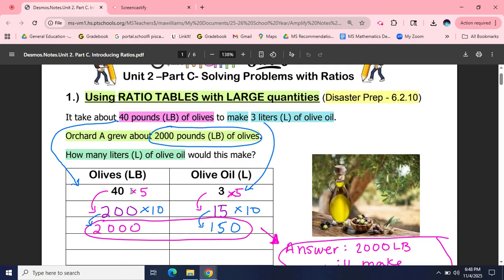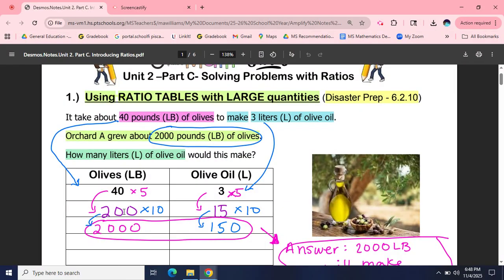So I would try 40 times 5, and 40 times 5 is 200, because 4 times 5 is 20, add a 0. So 40 times 5 is 200. So you multiply 40 times 5 to get 200. You do the same thing over here. 3 times 5 to get 15. That means if I have 200 pounds of olives, I could make 15 liters of olive oil.